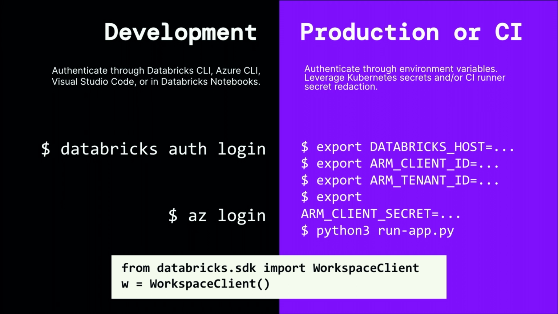This saves a lot of effort because we literally use the same code: from databricks.sdk import WorkspaceClient, then we initialize that workspace client, and it works out of the box without having to configure anything, because all of the tokens are picked up from the environment variables or from CLIs, and we don't have to check in any sensitive information to code at all.